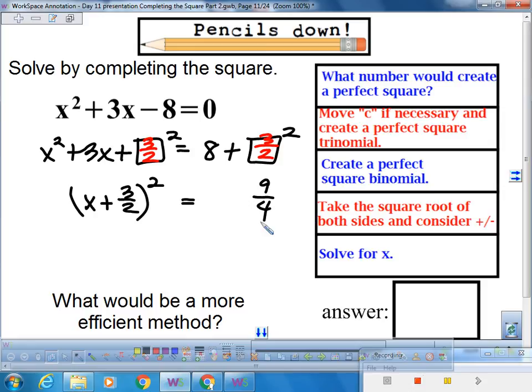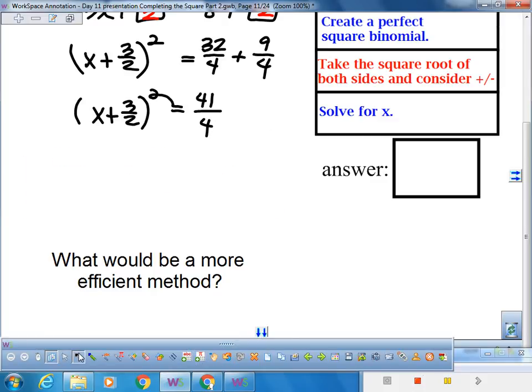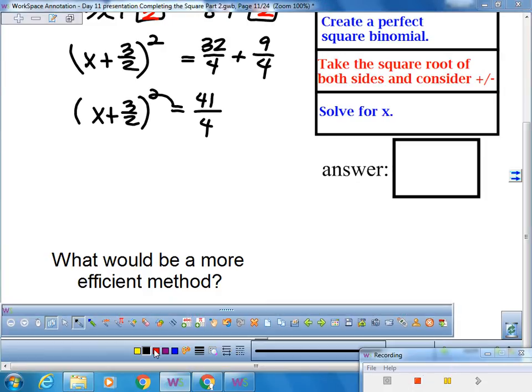What can I change this to so it's fourths? 32. 32 divided by 4 is 8, right? So now I have, see what I mean? x plus 3 halves squared equals 32 plus 9 is 41/4, correct? Hold on. I really wouldn't want you to do this for this method. I'm just showing you that you can.